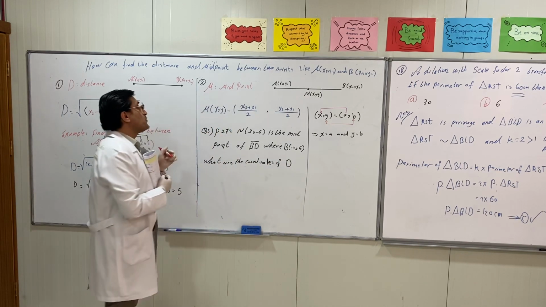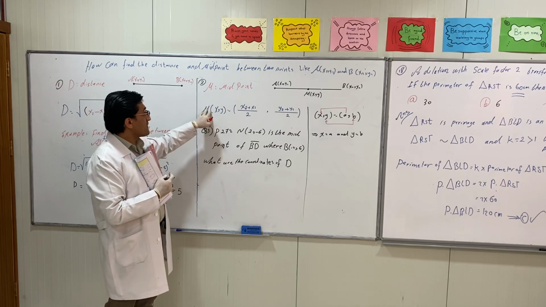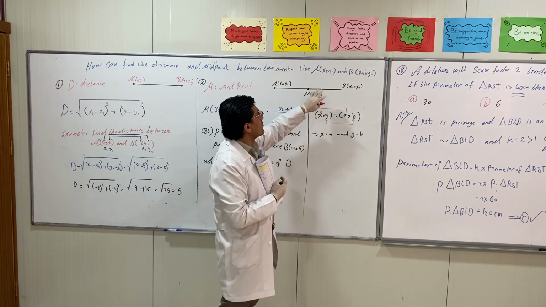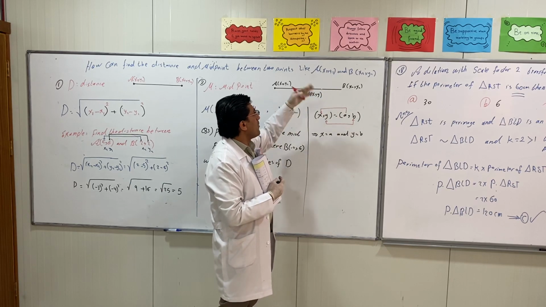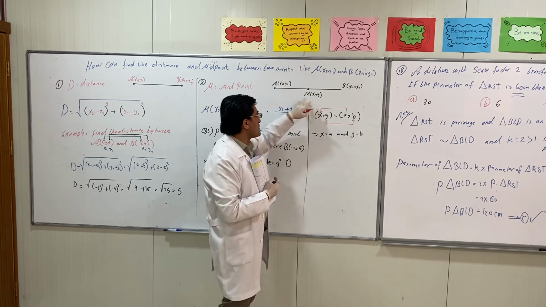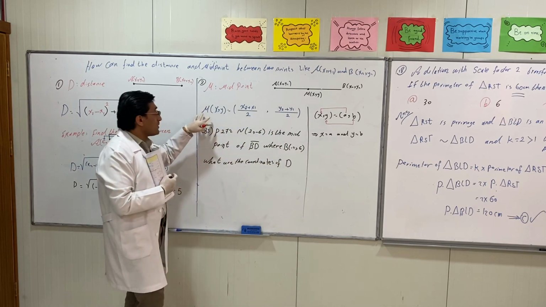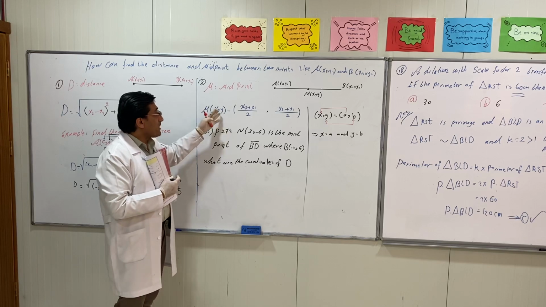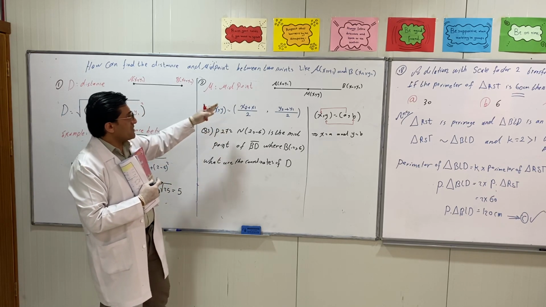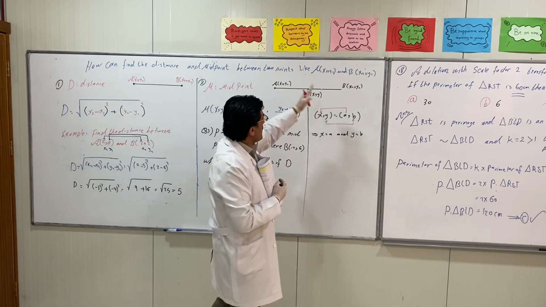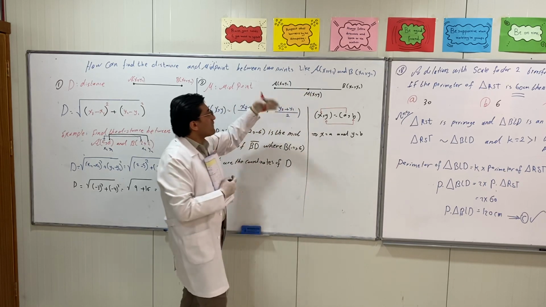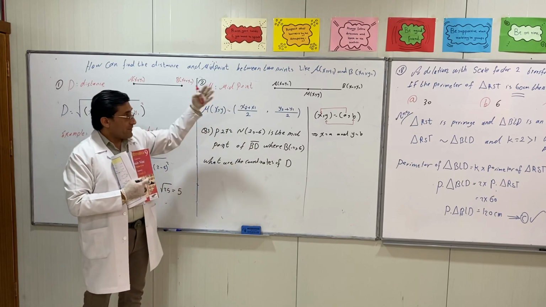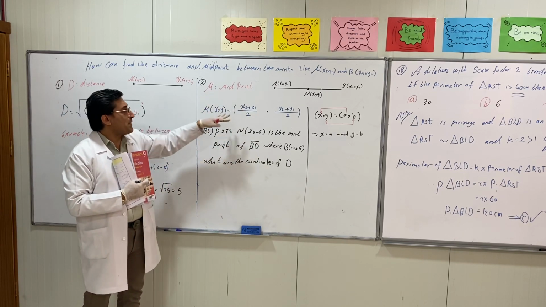I said to use this rule to find the midpoint. But if the question asks for something other than the midpoint, for example the terminal point or initial point, you can also use this rule. In this rule you have three points: A, M, B. If one point is unknown, you can find the missing point by this rule.